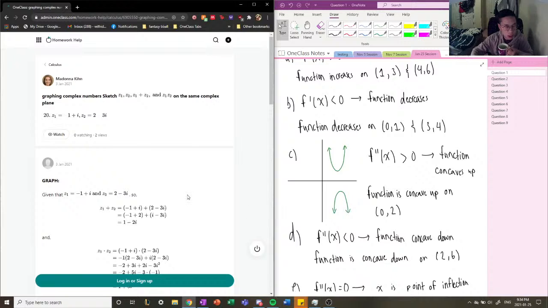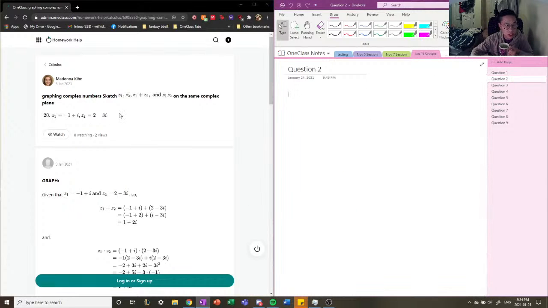All right, so the next question asks us to graph these complex numbers and sketch z1, z2, z1 plus z2, and z1 times z2, on the same complex plane. So the complex number has two different components to it, and I'll describe what it'll look like on a complex plane. Okay, so we have what we call real numbers, right? The real numbers are all of the numbers on the real number line. So we have the natural numbers, the integers, the rational numbers, and the irrational numbers.